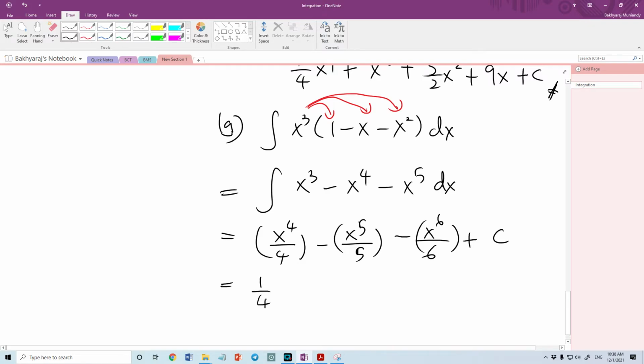So you get 1 over 4 x to the power of 4 minus 1 over 5 x to the power of 5 minus 1 over 6 x to the power of 6 plus c. So that is the answer for 1G. Okay, so we have completed the first part, and now I'm going to continue with 1H.